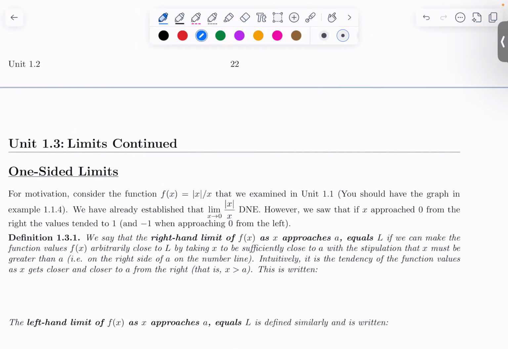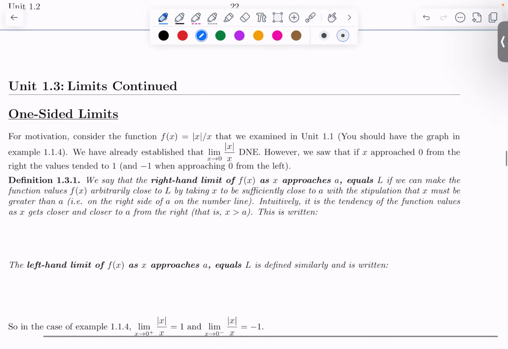The right-hand limit of f of x as x approaches a equals L if we can make the function values get arbitrarily close to L by taking x to be sufficiently close to a, with the stipulation that x must be greater than a, i.e. to the right of a on the number line. Intuitively, it's the tendency of the function values as the x values get closer and closer from the right. That's the main thing we need to take away. The other version is for more mathy things, like those epsilon delta definitions.